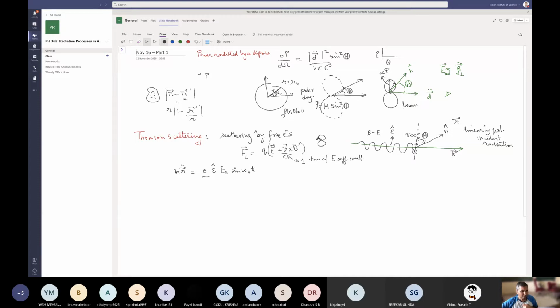Let's multiply both sides by e, and we know that e r is your dipole moment. So your d, the dipole moment, is nothing but e squared by m times E0 sine omega0 t times the epsilon vector. And this omega0 is the frequency of oscillation of the incident field. So the charge will oscillate at the same frequency as the incident radiation.